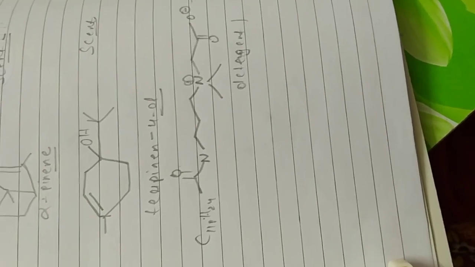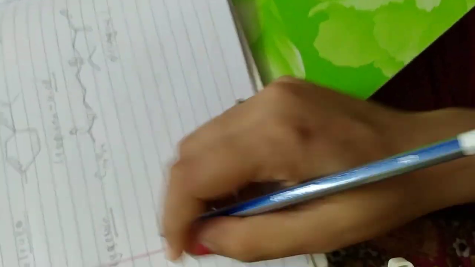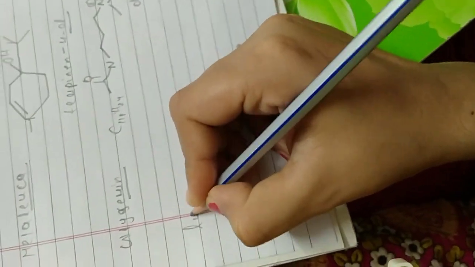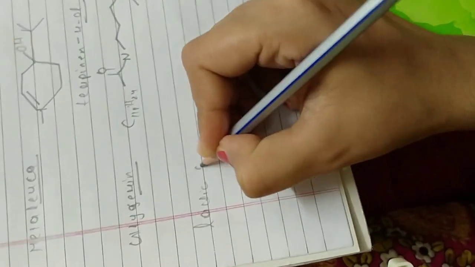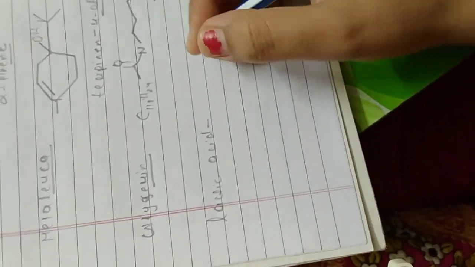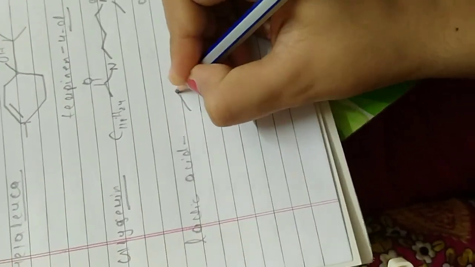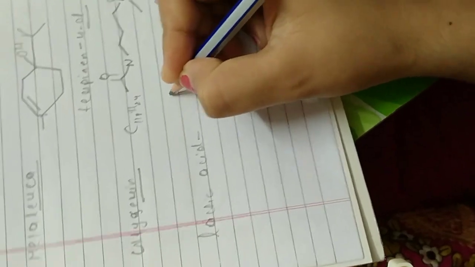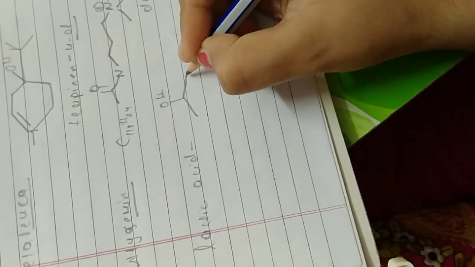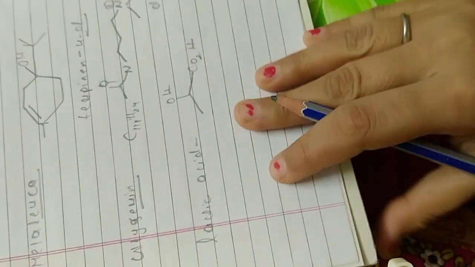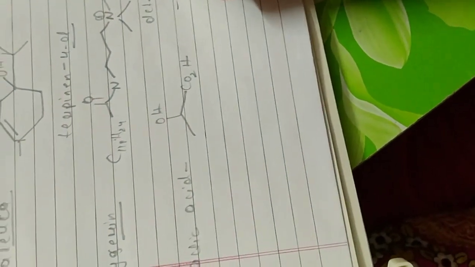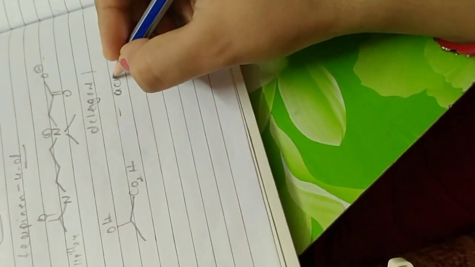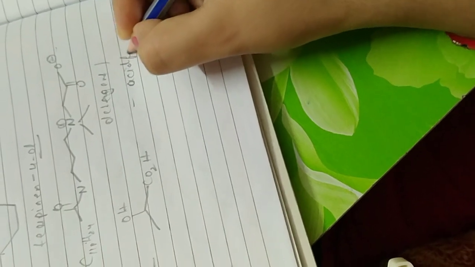Okay, now we're going to see about lactic acid. Lactic acid, its structure is like having this type of structure with OH CO2H, and it is used as an acidifier.